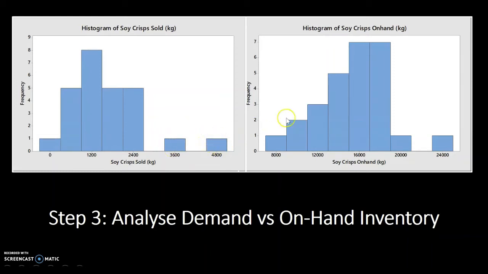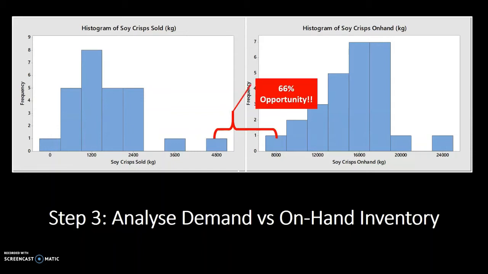But on the right-hand side is basically my on-hand kilograms of soya crisps that I hold. And right away you can see that most of the time I'm holding anywhere from around 16,000 or more soya crisps on hand. And I never really have anything less than around 8,000 on hand. So right away you can see that, wow, the most I ever sold is 4,800 kilograms in the last 7 months, but I've always had at least 8,000, and most of the time it's more like 16.